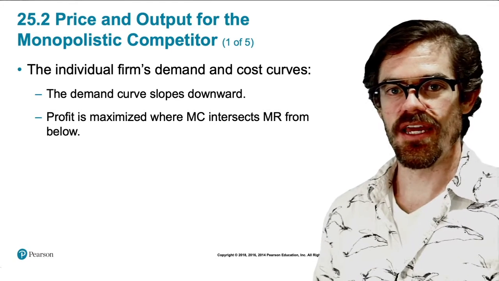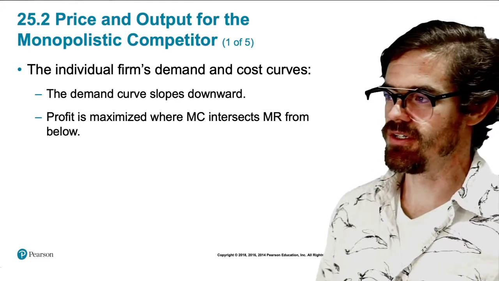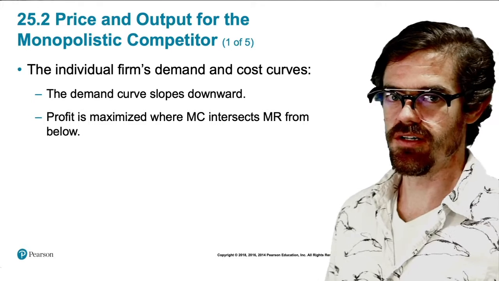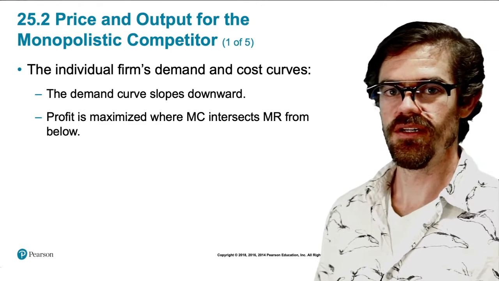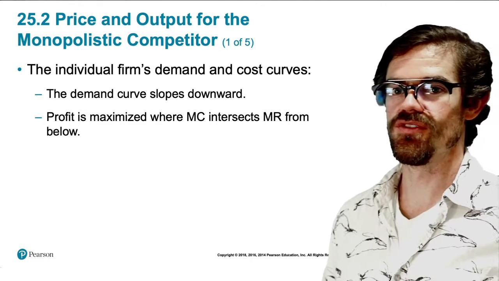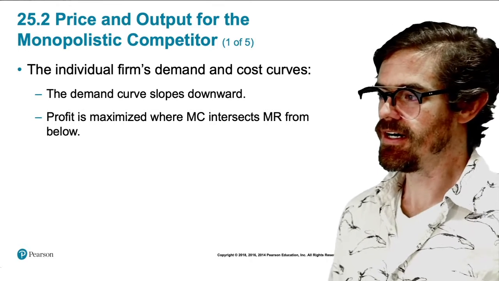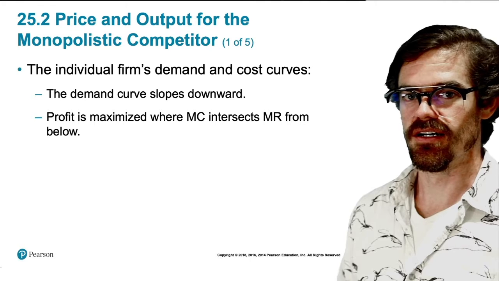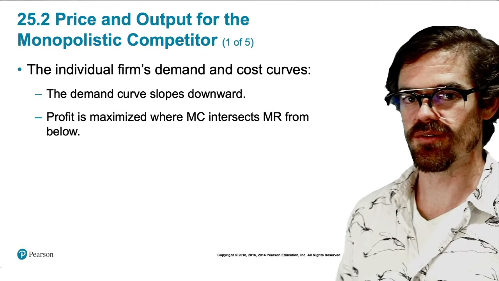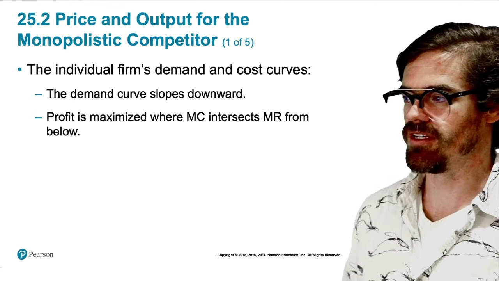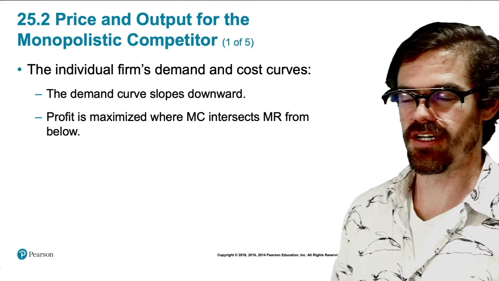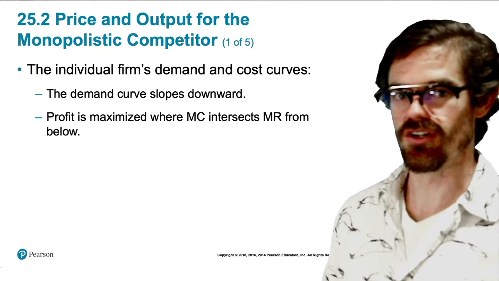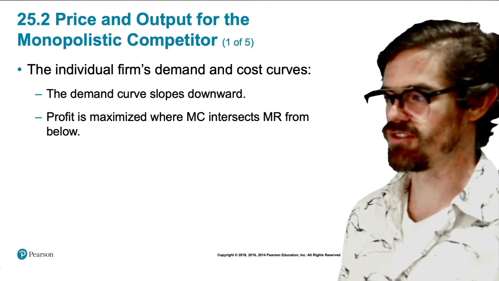All right, next we're going to look at the price and output decision for a monopolistically competitive firm. It's going to look very similar to what we've seen already with monopoly. The reason for that is because, like the monopoly, monopolistically competitive firms also have a downward sloping demand curve. So this is going to look a lot like the case for monopoly that we just saw in the last chapter.